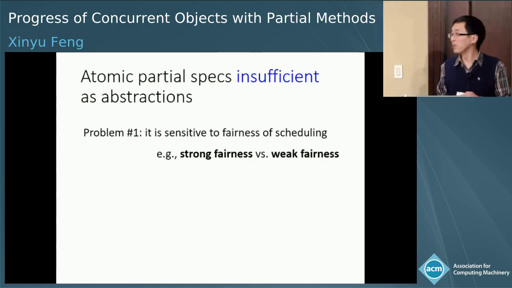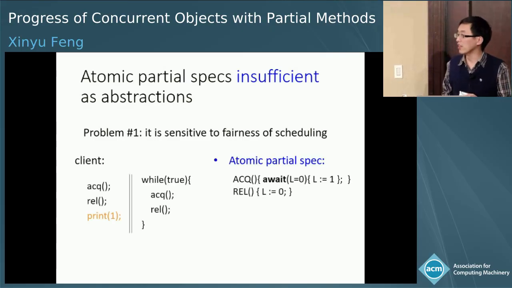To see the problem, let's look at this client again. And now this time we view this abstract await command as an implementation of lock.